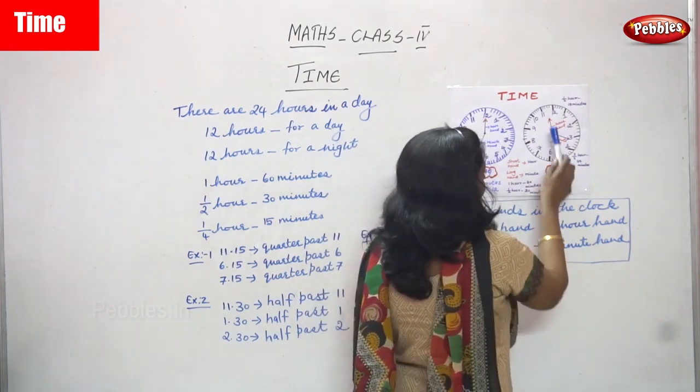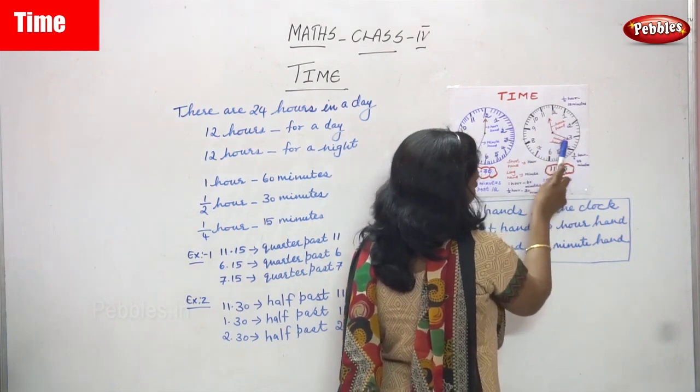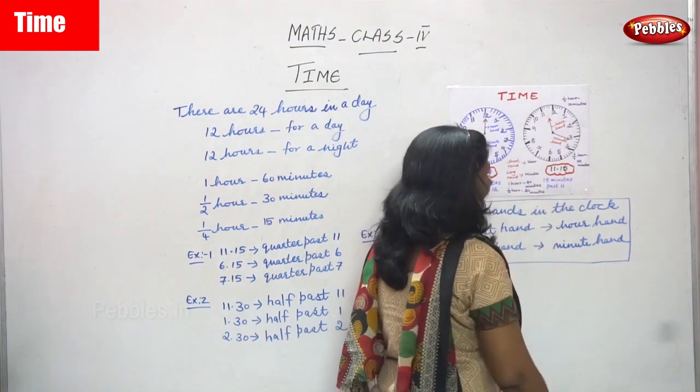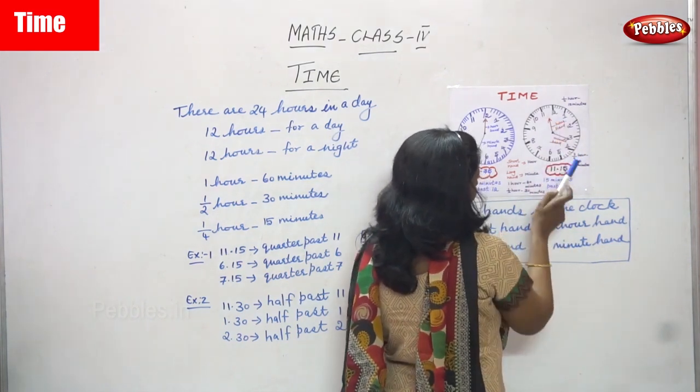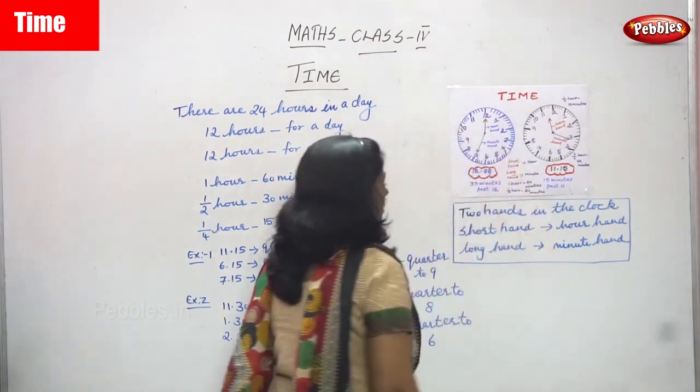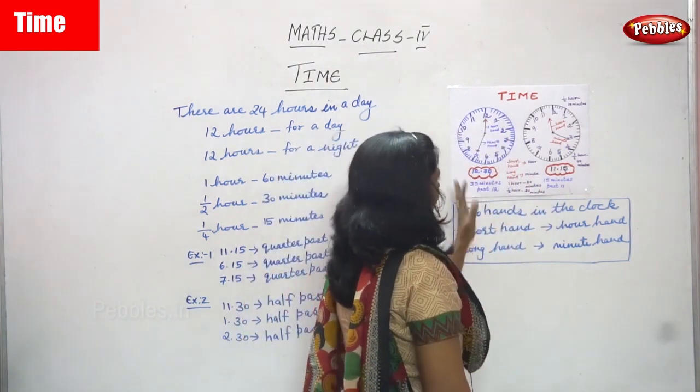The same thing in this clock also, there are 2 hands. The short hand is the hour hand, and the long hand is the minute hand. So red color denotes the hour hand and violet color denotes the minute hand. Here blue color denotes the minute hand. Okay. So I'll repeat once again.